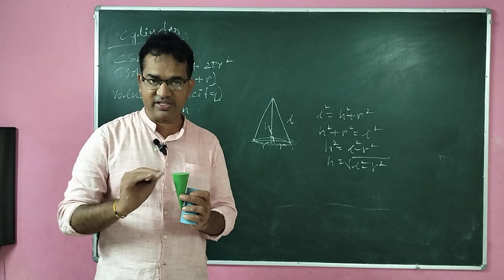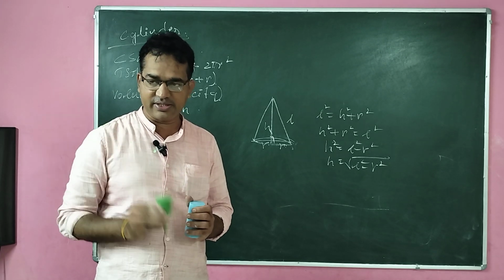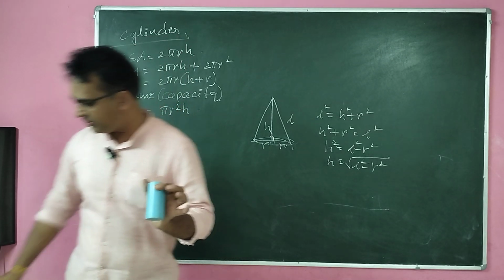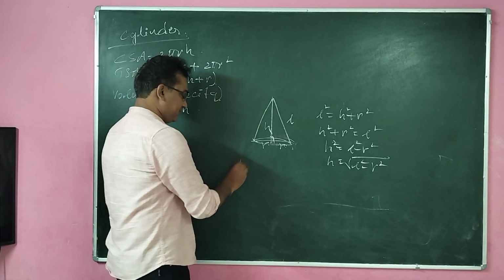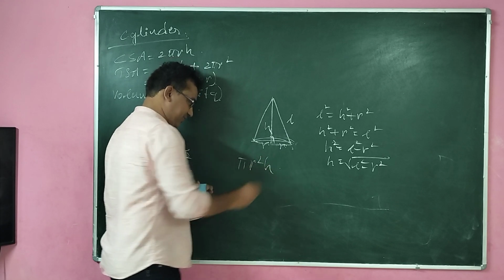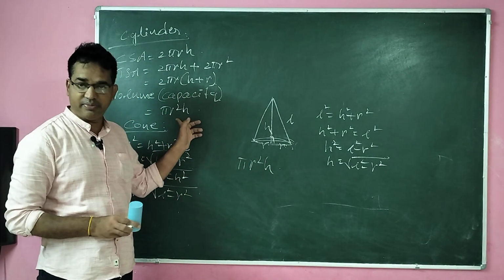For brim level, surface level, exactly you can make 3 ice cones. The volume of cylinder, you know. What is the formula volume of cylinder? Pi r square h. Just now we wrote pi r square h.